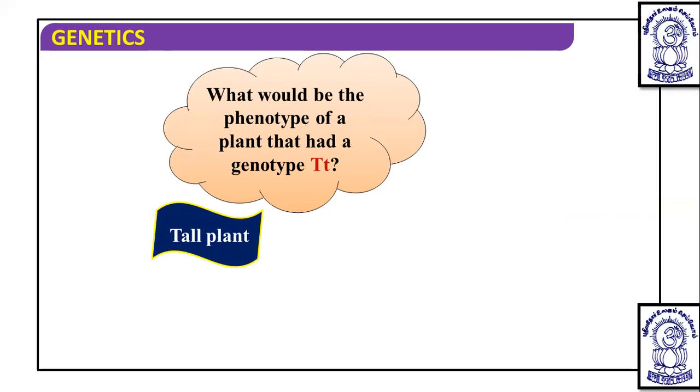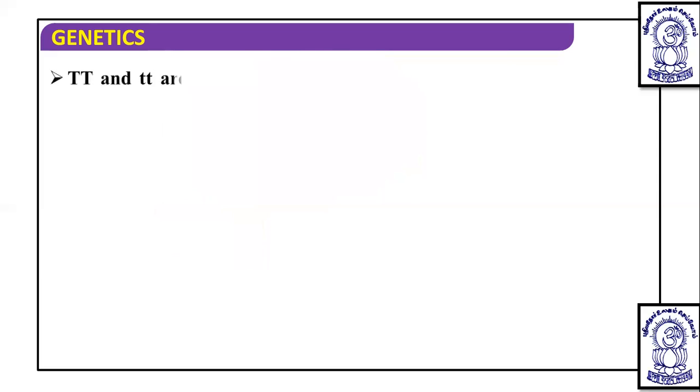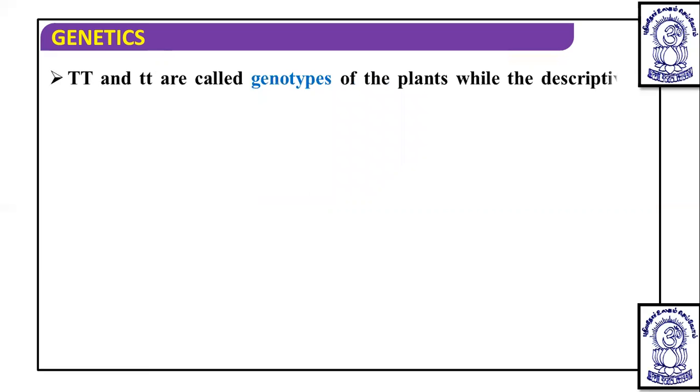Capital T small t is going to be a tall plant because capital T is dominant over small t, or we can say tallness is dominant over dwarfness, and only the dominant phenotype is going to be expressed in the F1 generation. So the F1 plant capital T small t is going to be a tall plant. Okay, so this is the thing.